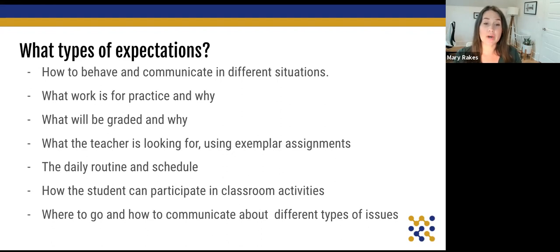We want students to know how they can participate in classroom activities. Are we going to call on them? Are they going to have a chance to speak in front of the group?